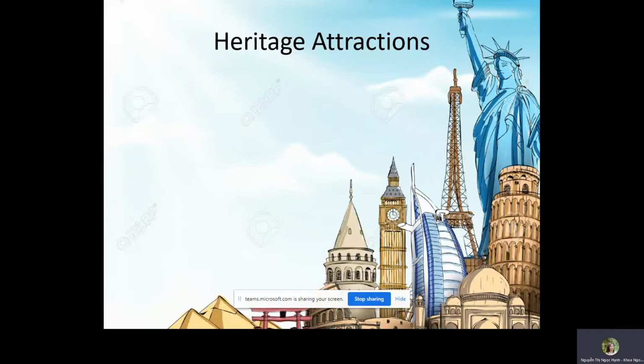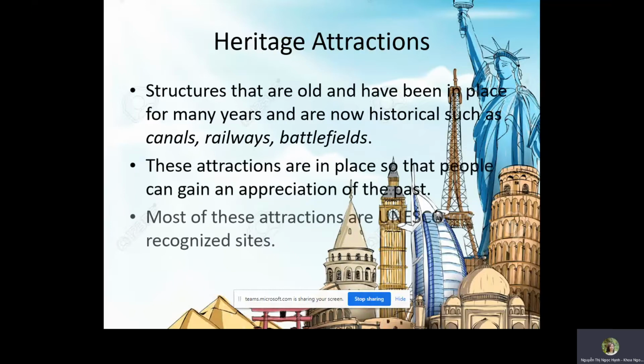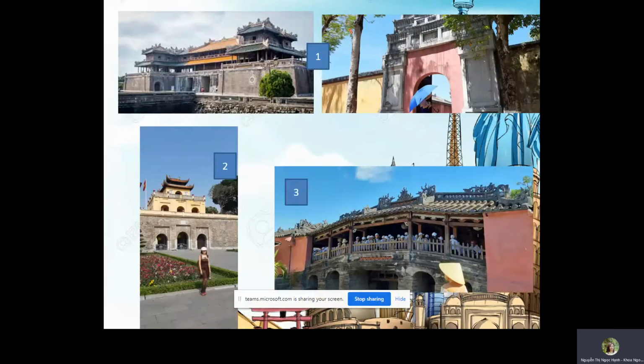Now the second type of tourist attractions is heritage attractions, and you also know it already. We can also call it historical attractions. Usually they have won UNESCO recognition. Here are some of Vietnam's UNESCO recognized heritage attractions.